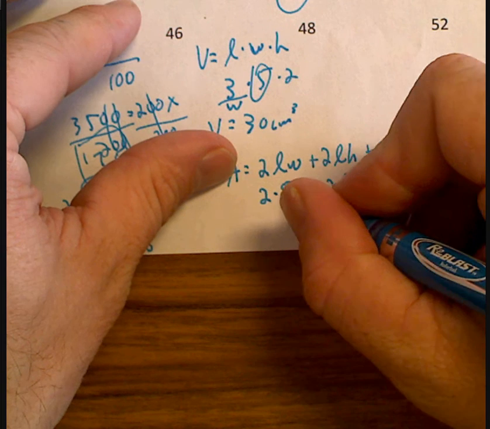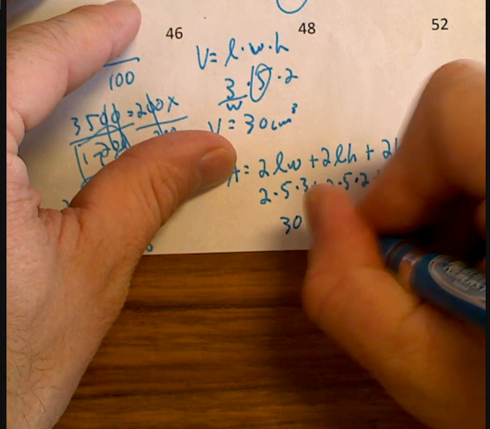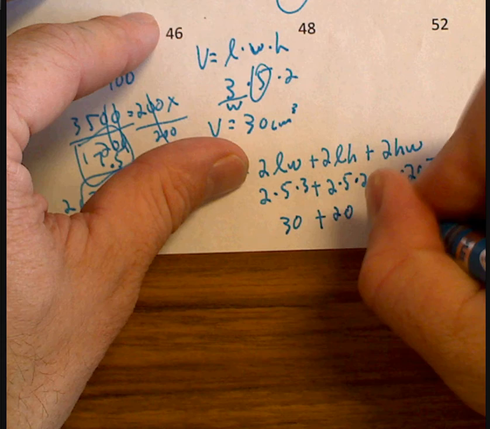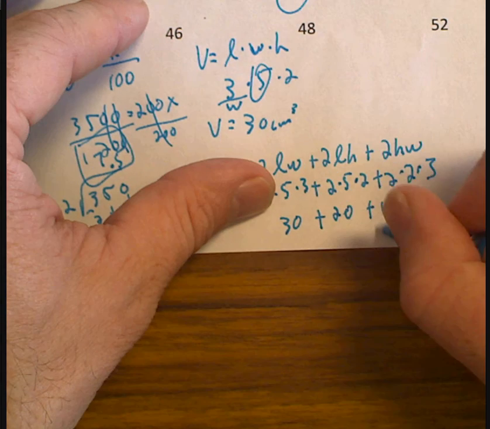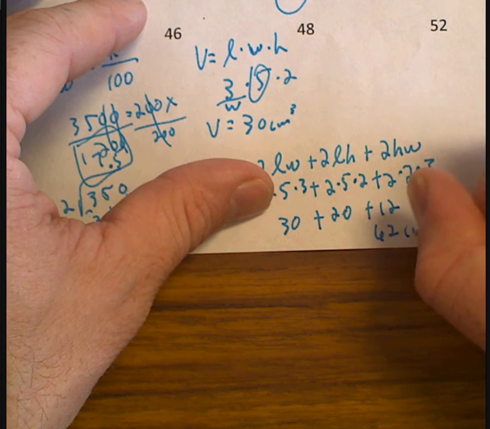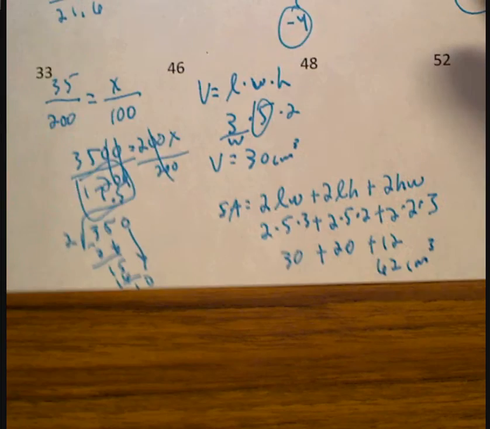So this would be 15 times 2 is 30. 10 times 2 is 20. 4 times 3 is 12, so that gives me 50, that gives me 62. No matter how you do it, you should get 62.